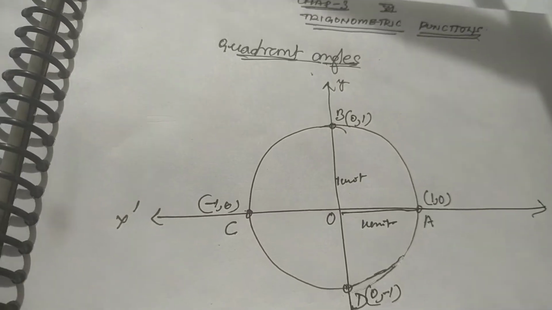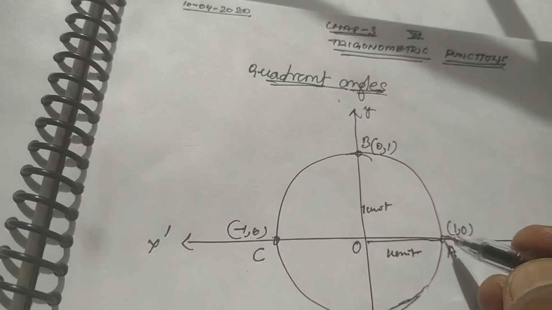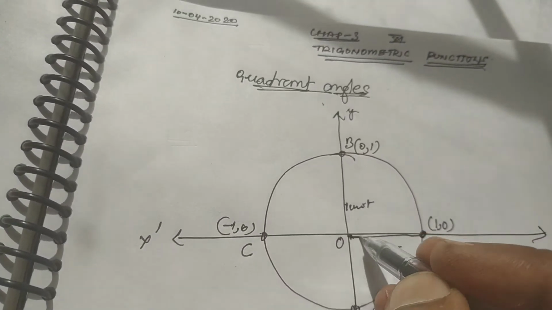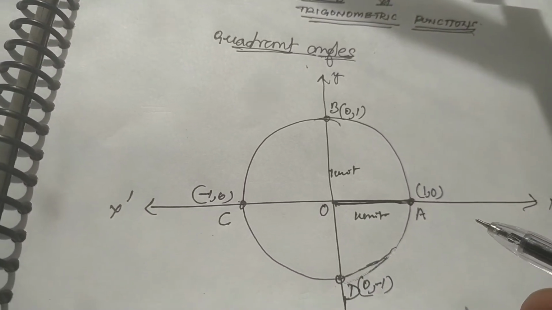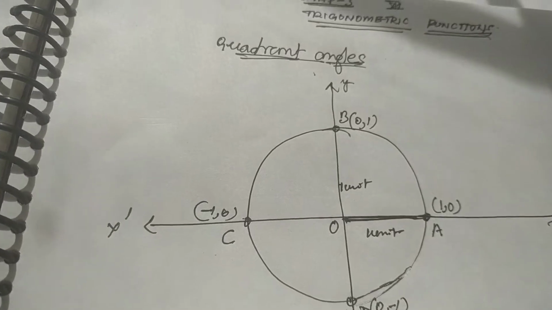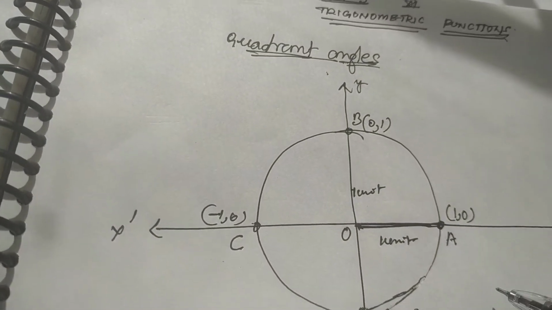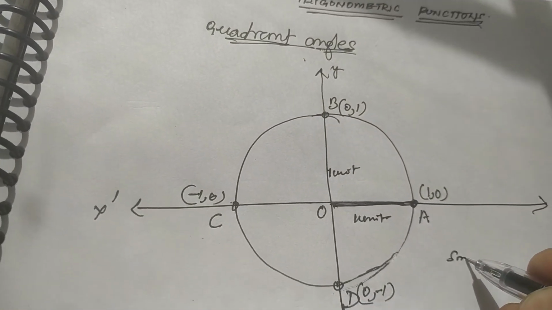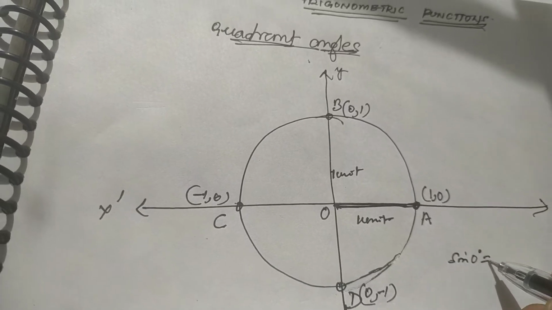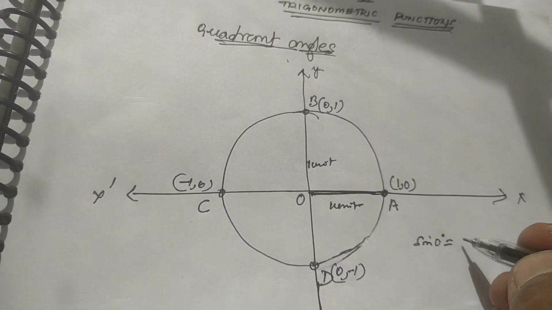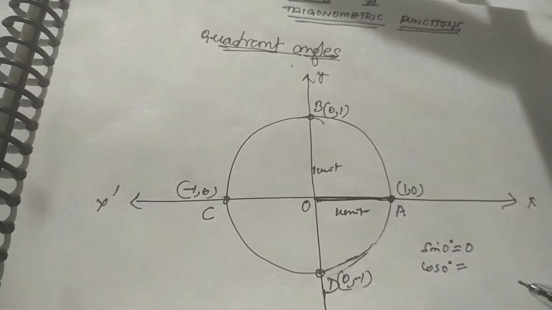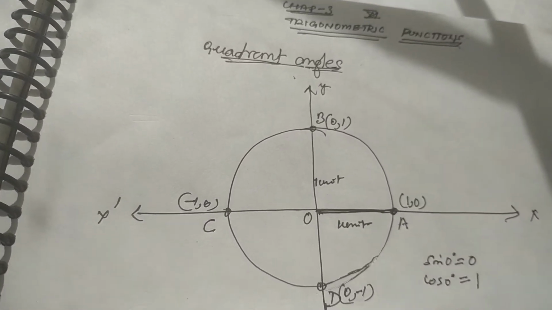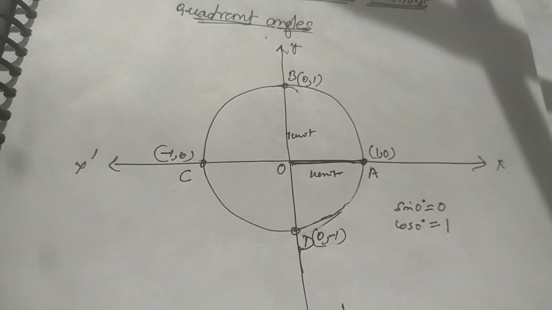Now look here, this is 0 degree. The x-axis makes an angle of 0 degree, so we know that sine 0 degree is the y value, which is 0, and cos 0 degree is 1.